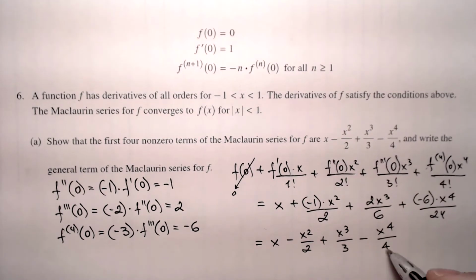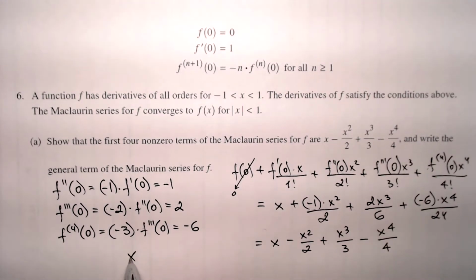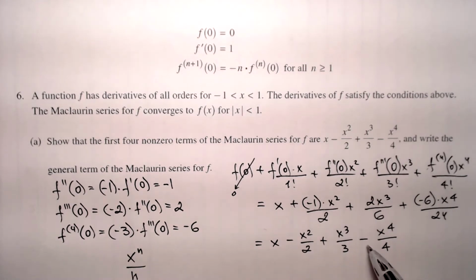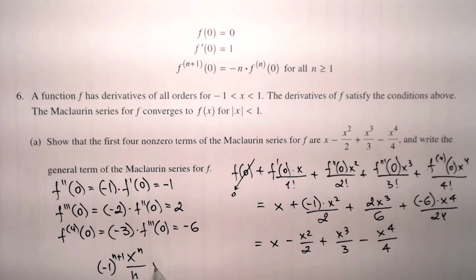And so as you can see, the general term will be x to the nth power over n, and the sign will be alternating, opposite to this power, so it's negative 1 to the power n plus 1. So this is the general term.